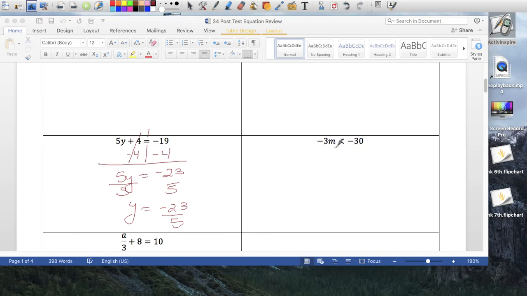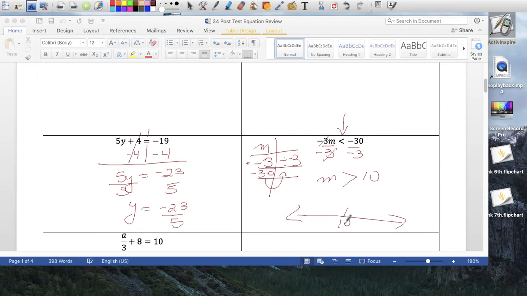Negative 3m minus 30. So if you do the thing, you get m times negative 3 and negative 30. Right, and you're going to divide by negative 3, divided by negative 3. Remember, when you divide by a negative number and it's an inequality, you have to switch the sign the other way. Negative divided by negative is a positive, and 30 divided by 3 is 10. M equals 10. Graph. 10, 11, 9, put a little circle. We're going to aim it that way.